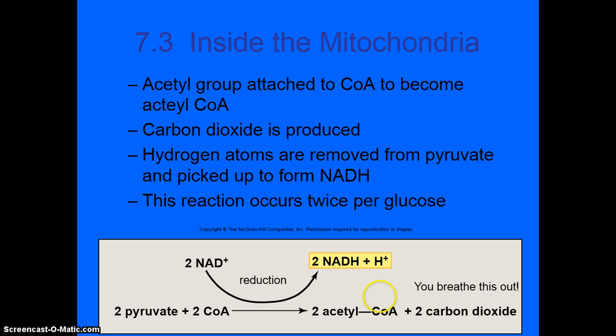I'm going to show you a simplified diagram in just a minute. But to look at the reaction like your book has it, we have the 2 pyruvate and 2 coenzyme A, and NAD plus is going to be reduced, the 2 of them, by picking up hydrogens, and that's going to form 2 acetyl groups with coenzyme A on them, and carbon dioxide as the byproduct, which is what you breathe out. And this is something that you're very familiar with. You've been taught from a young age that you take in oxygen and you give off carbon dioxide. This is why you give off carbon dioxide, because of this preparatory reaction that occurs inside the mitochondria.